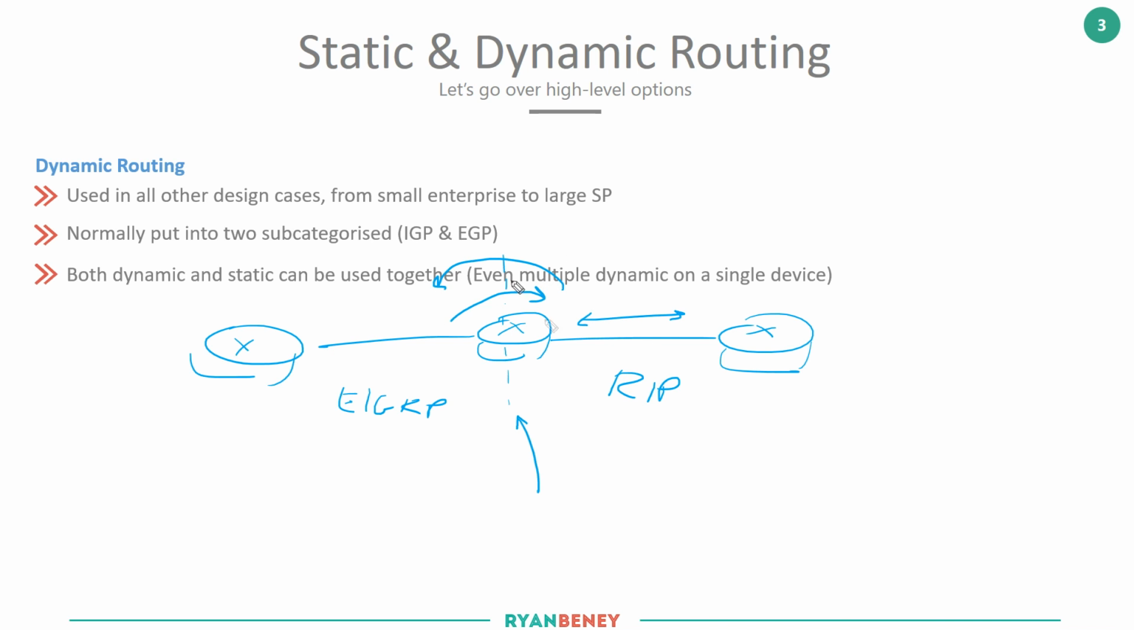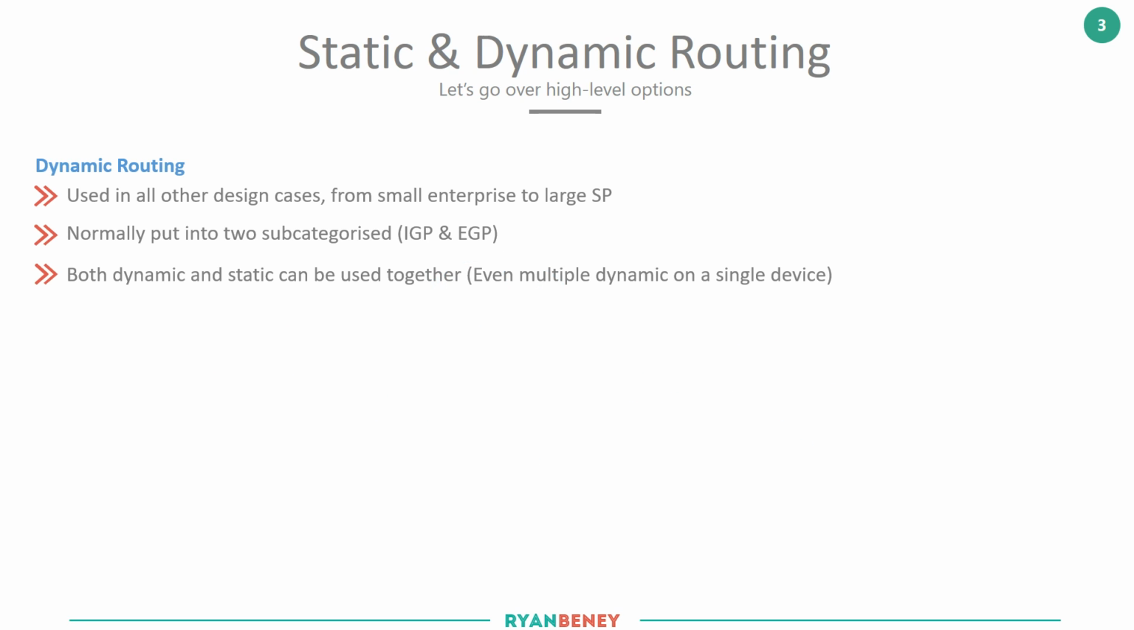And this is referred to as redistribution, which is something outside the scope of the CCENT and potentially the CCNA. But it's something that you need to be aware of, that if there are multiple routing processes on the router, what are we actually going to prefer and why?